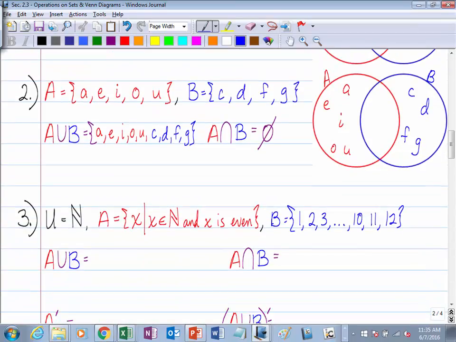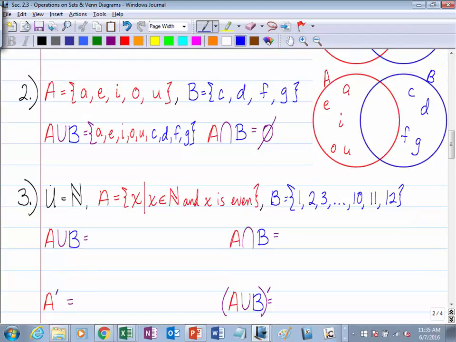Okay. So number 3, the universal set is the set of all natural numbers. And A is all the natural numbers that are even. So we could write that using the roster method if you want. 2, 4, 6, 8, and so on. And then we've got B, looks like it's all the natural numbers from 1 to 12.